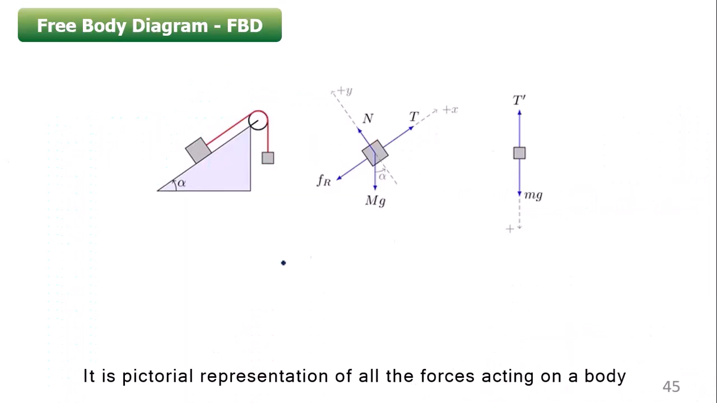It is a pictorial representation of all the forces acting on the body.